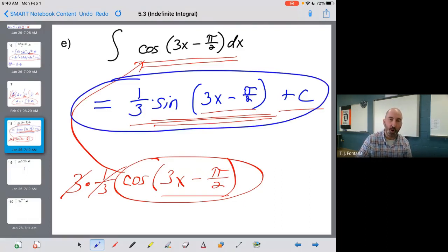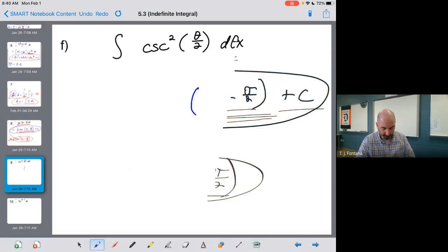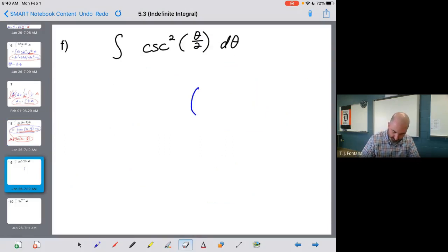Reversing the chain rule only works when the derivative within is constant. All right, that is important, everybody. Okay, I didn't mean to draw that parenthesis right there. I've got 2 more quick problems and then we're done.